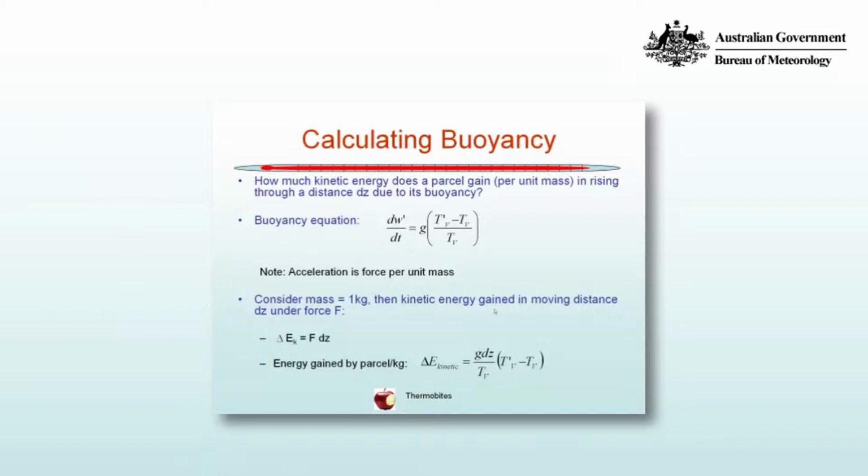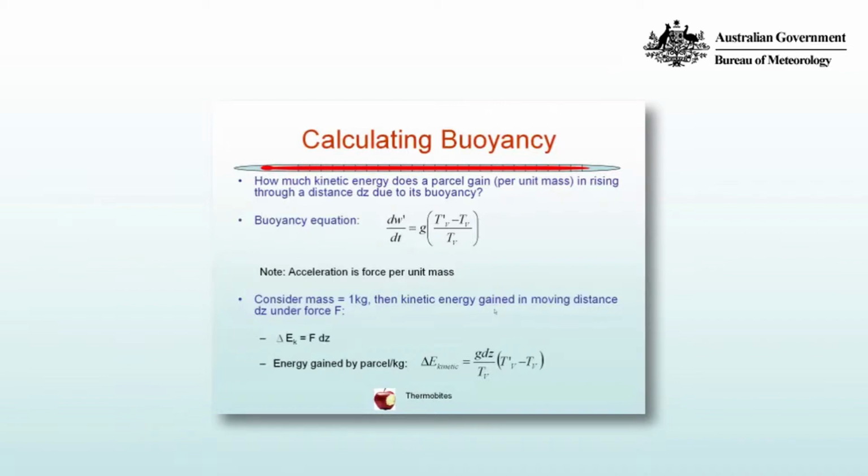Now the buoyancy equation, dw/dt, which is the acceleration of parcels of air in the vertical, is equal to g divided by Tv, the virtual temperature in the environment, multiplied by the difference between the virtual temperature of a parcel of air and its environment. Remember that the virtual temperature takes into account both the parcel's temperature and its water content in terms of water vapor. The more water vapor it contains and the warmer it is, the more buoyant it is with respect to its environment.